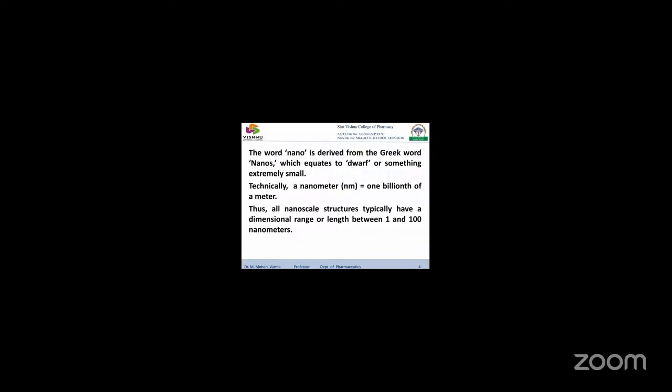Nanofibers with diameters ranging from a few nanometers to several microns can be produced using an electrostatically driven jet of polymer solution or polymer melt. The word nano is obtained from the Greek word nanos, which equates to dwarf or something extremely small. Technically, 1 nm is equal to one billionth of a meter. Thus, all nanoscale structures typically have a dimensional range or length between 1 and 100 nm.